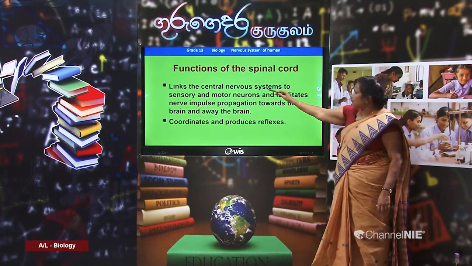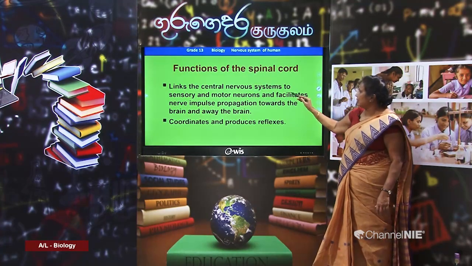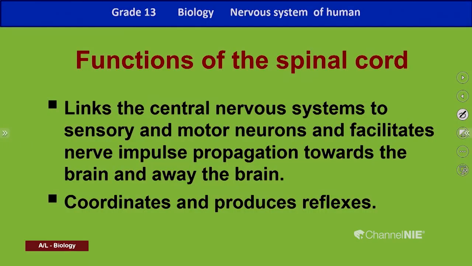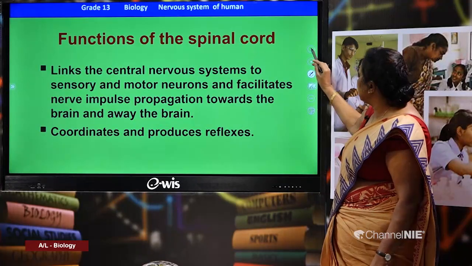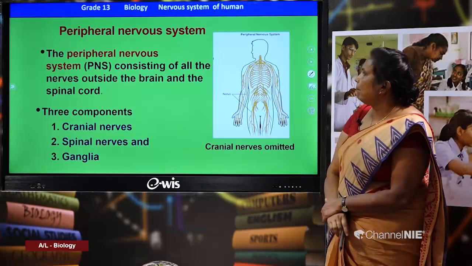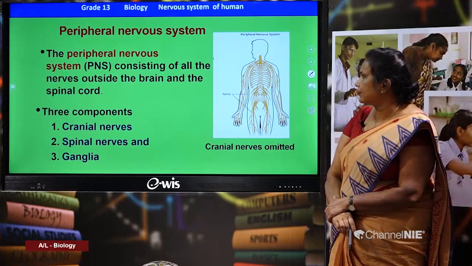The spinal cord links the central nervous system to sensory and motor neurons and facilitates nerve impulse propagation towards the brain and away from the brain. It coordinates and produces reflexes, as I have explained earlier. Okay. Next, the peripheral nervous system.